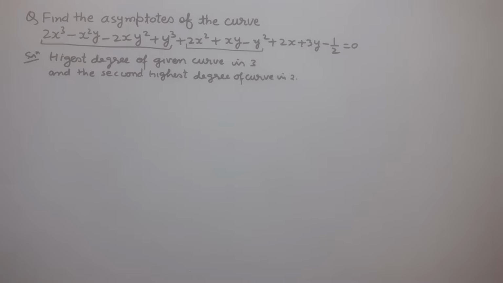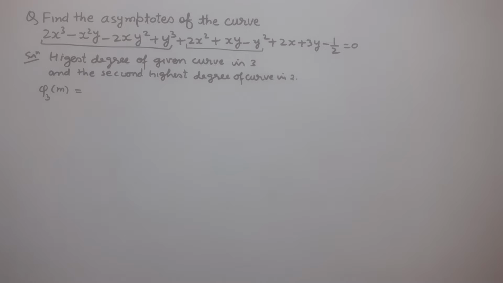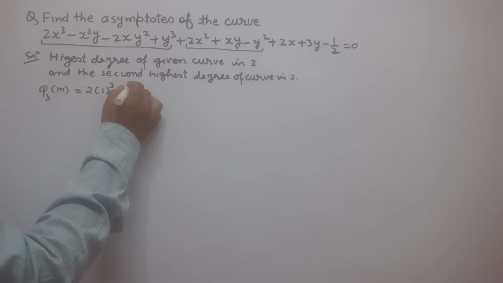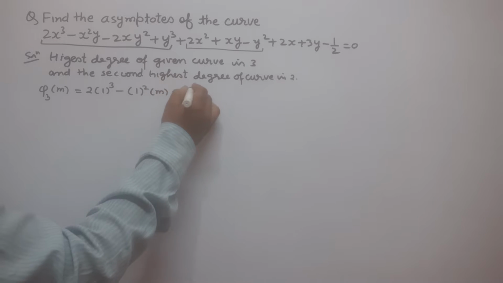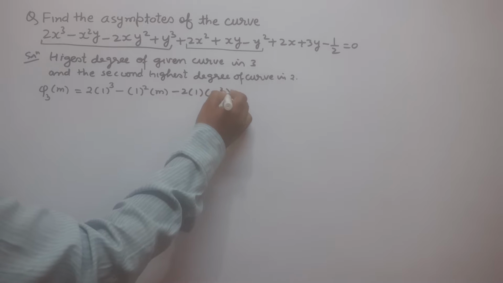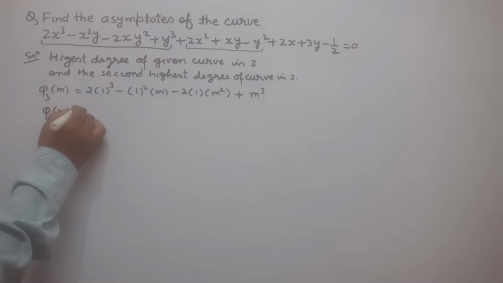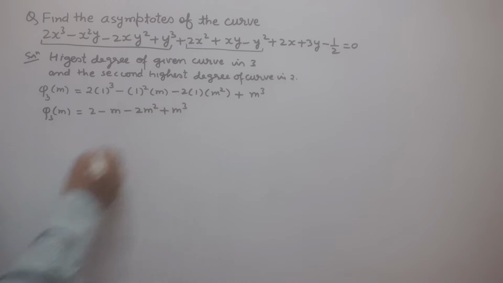So first we find out phi 3m. For finding phi 3m, we put x equal to 1 and y equal to m in all the degree 3 terms. So this can be written as 2 multiplied by 1 cube minus 1 square multiplied by m minus 2 multiplied by 1 multiplied by m square plus m cube. So phi 3m is equal to 2 minus m minus 2m square plus m cube.